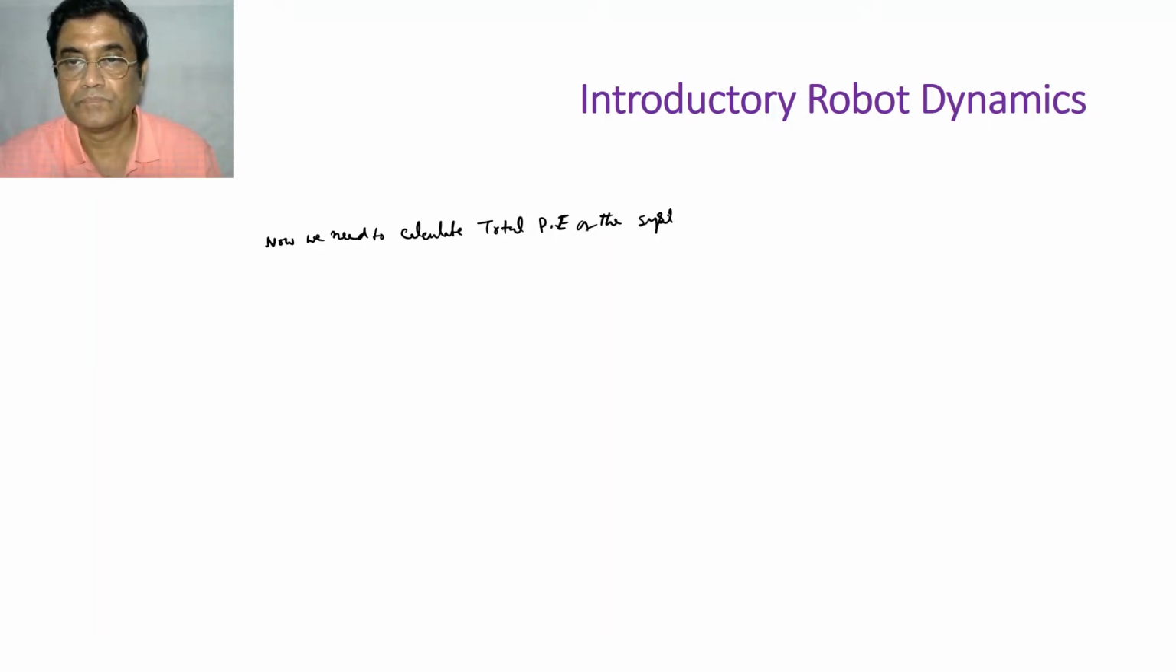Now we need to calculate the total potential energy of the two-link manipulator system. So how to do that? You see, I will draw it for you in a simplified way.